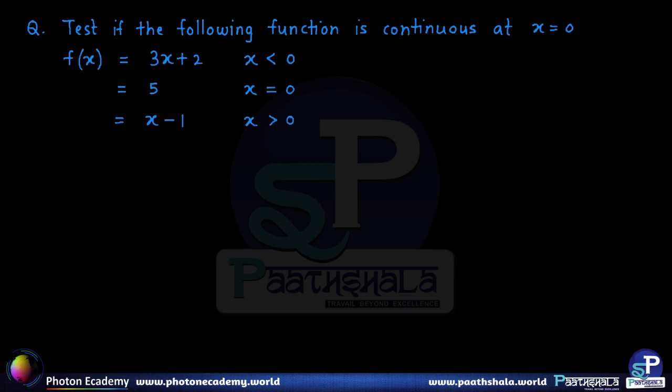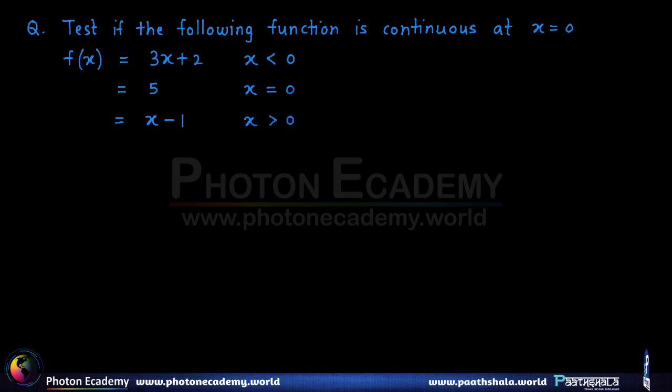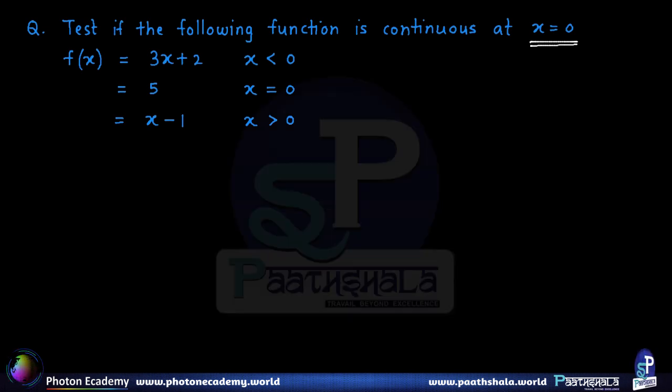Test if the following function is continuous at x equal to 0. Alright. So here if we see, the function is defined in a slightly different way as compared to the previous question. Now here we have to check the continuity at x equal to 0, and the function is defined by partitioning the domain in 3 parts, that is either x is less than 0, x equal to 0, or x greater than 0. And we can see 3 different expressions for 3 different parts of the domain of this function, right?